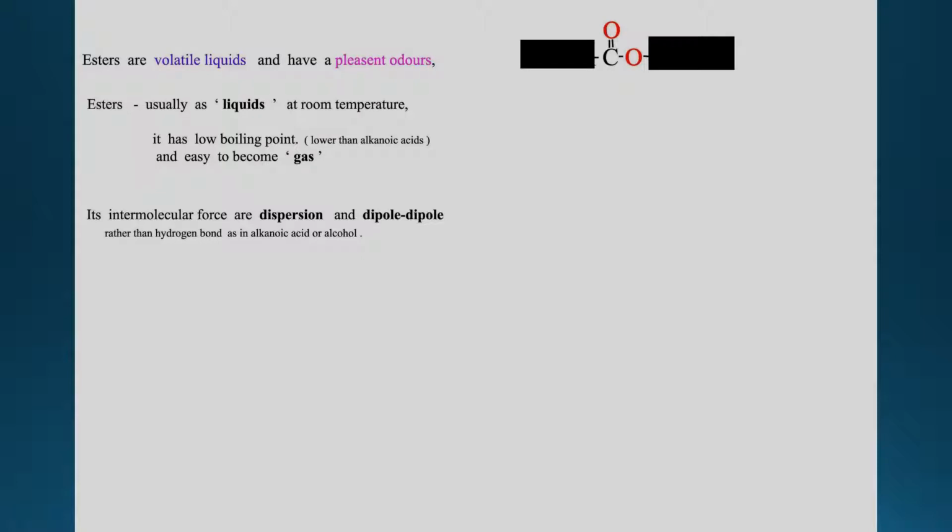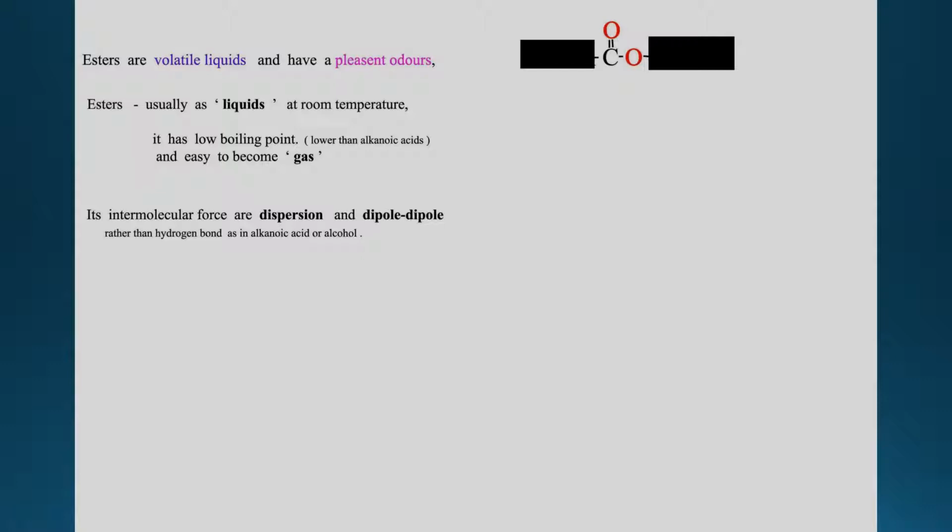Esters are volatile liquids with a pleasant smell. What is meant by volatile? It is easy to turn into gas. Esters are usually liquid at room temperature, and they have a low boiling point and easily become gas.